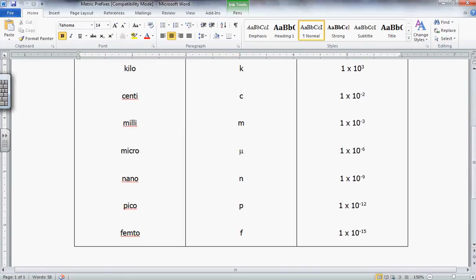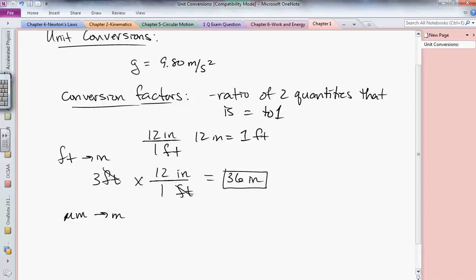Okay, so going back to our conversion, we want to go from micrometers to meters, and I want to convert 5 micrometers, and we'll convert that to meters. So what I'm going to do is once again put the unit that you want to convert on the bottom, put the unit that you want to convert to on the top, so we'll have micrometers on the bottom, meters on the top.